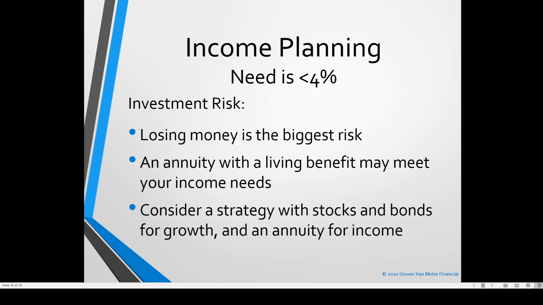As with the others, your biggest risk is losing money. An annuity with a living benefit may meet your income needs. You might want to consider a strategy with stocks and bonds for growth, so long as it has a dynamic hedging strategy and potentially an annuity for income.